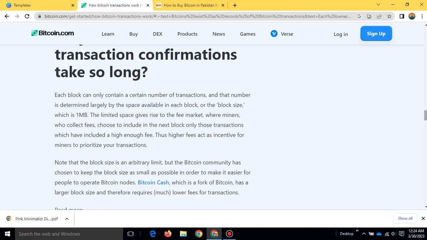Note that the block size is an arbitrary limit, but the Bitcoin community has chosen to keep the block size as small as possible in order to make it easier for people to operate Bitcoin nodes. Bitcoin Cash, which is a fork of Bitcoin, has a larger block size and therefore requires lower fees for transactions.